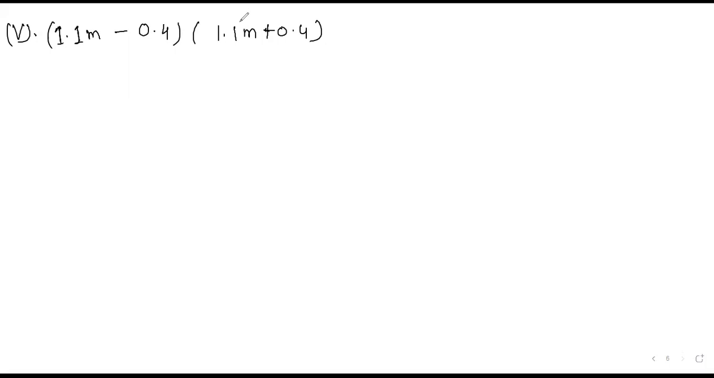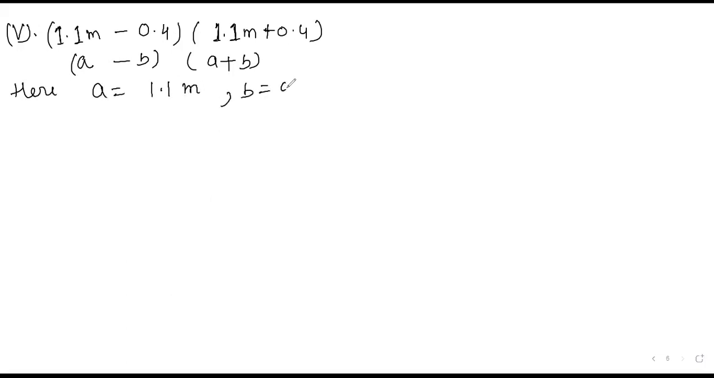1.1. This is the question because, for decimal parts, students will worry about how to do it. Actually this is nothing. Now look here, this is your a minus b in the first bracket, and in the second bracket a plus b. Here a is 1.1 m and b is simply 0.4, right?